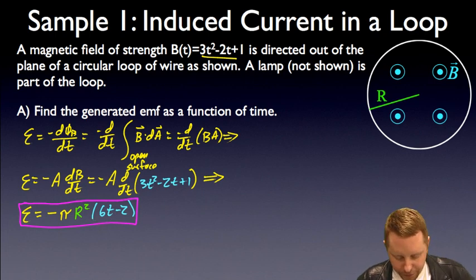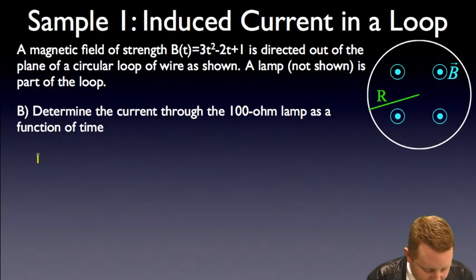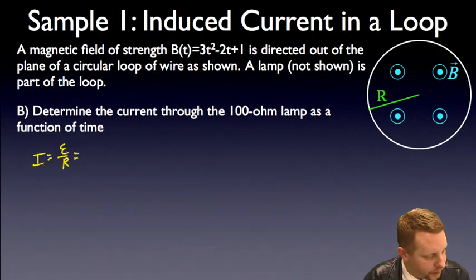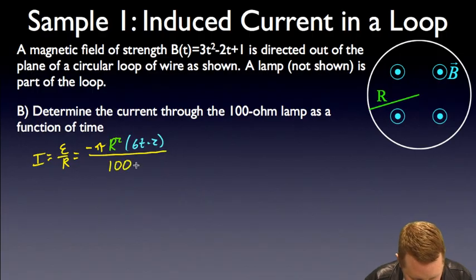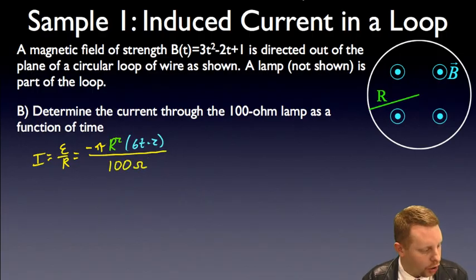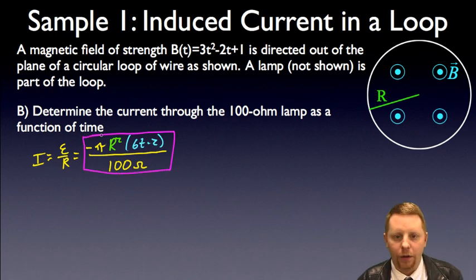Let's take that a little bit further now. Determine the current through the 100 ohm lamp as a function of time. Well, current is just potential difference divided by resistance. So that's just going to be minus pi times r squared times our quantity 6t minus 2, all divided by our resistance, 100 ohms.